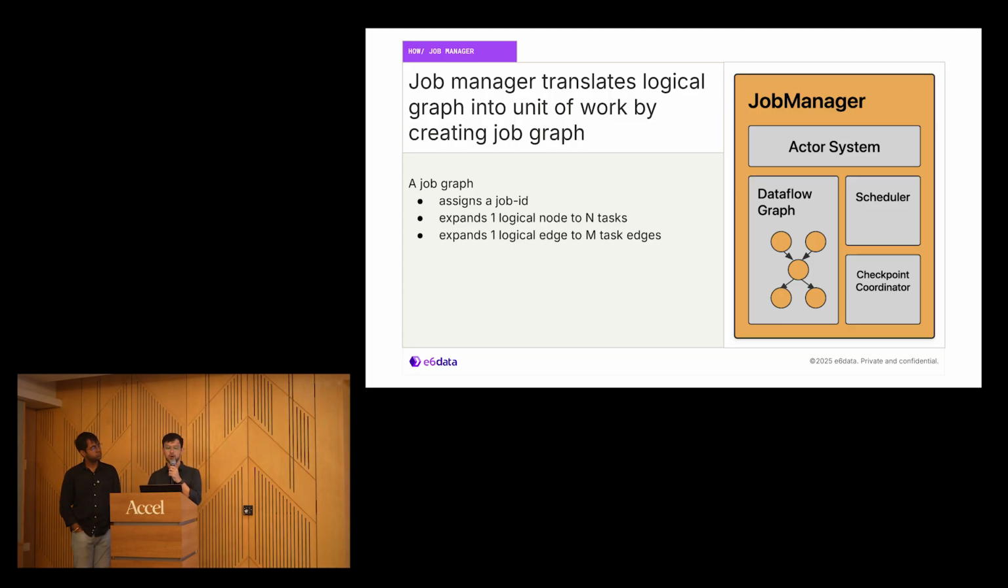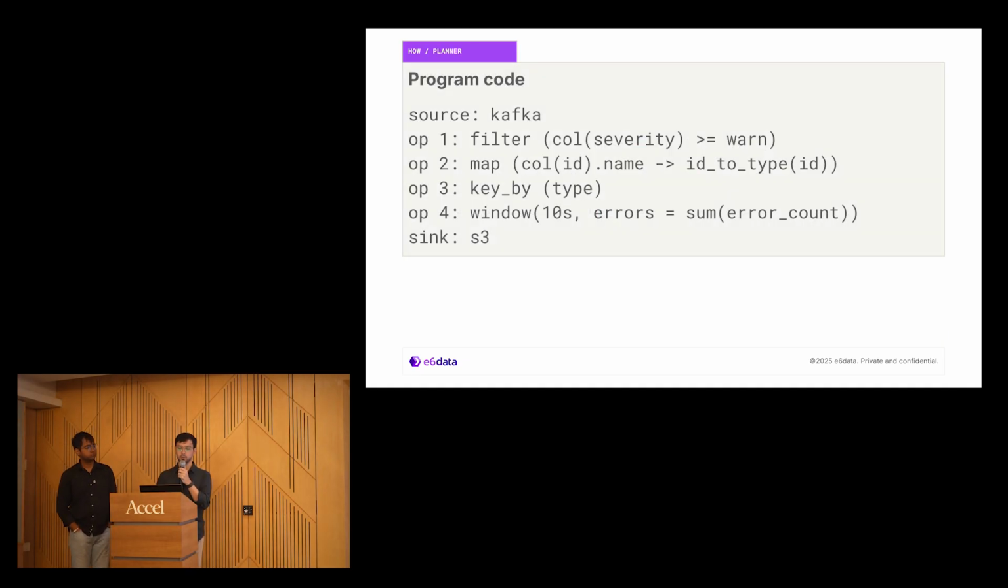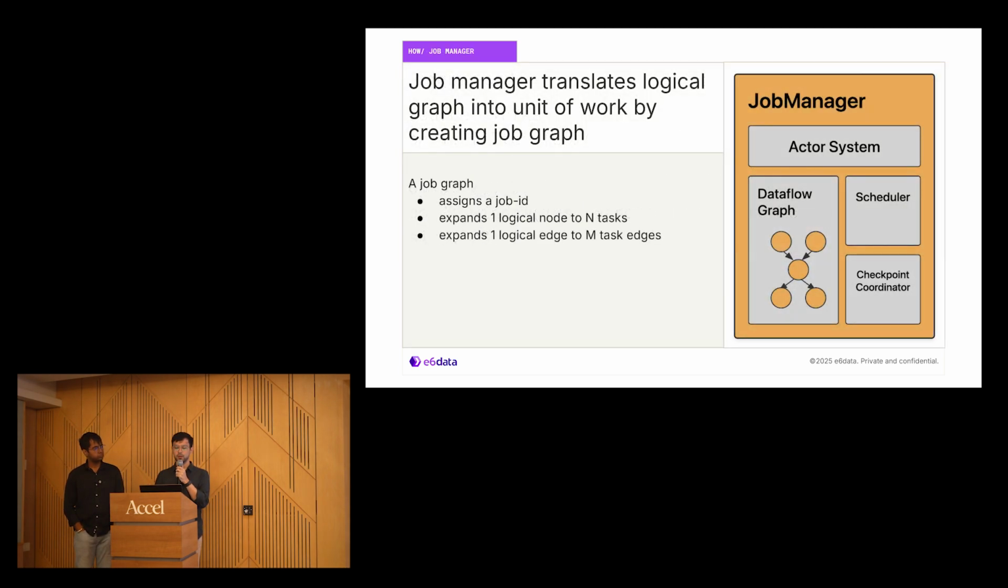And then it breaks down one logical node into n tasks. So n will be your parallelism, and it will expand one logical edge to m task edges, right? And this will be an adaptive algorithm where you want to build edges based on what operations you have. So for example, in this specific program code, in operator 3, you're doing a key by, which essentially will shuffle your data between these different operators. So your task edges should basically encode this information. It should know which operator task is sending data to which other operator task.